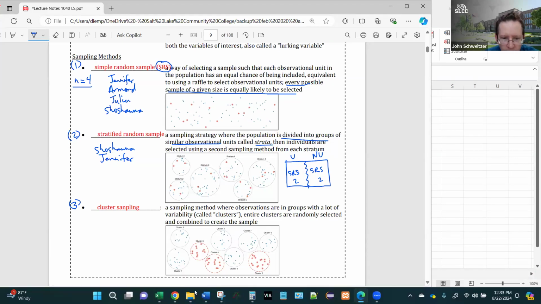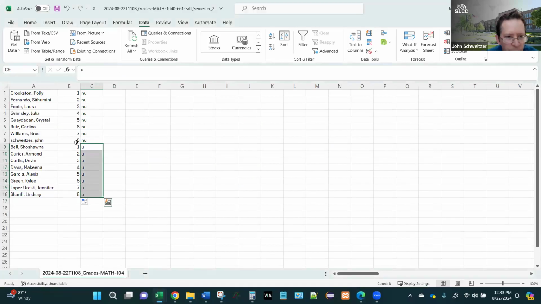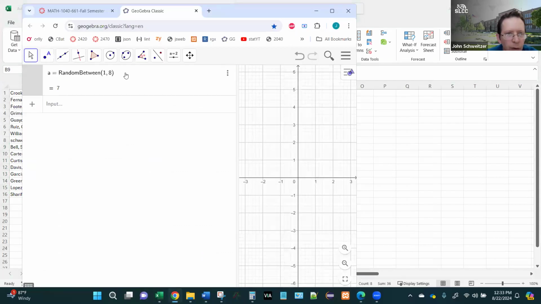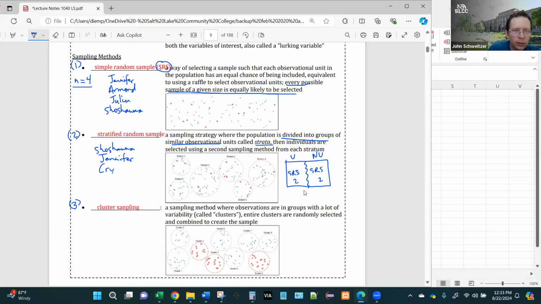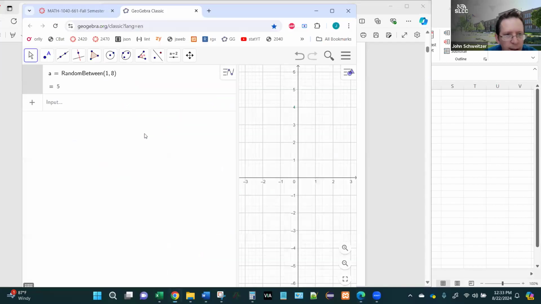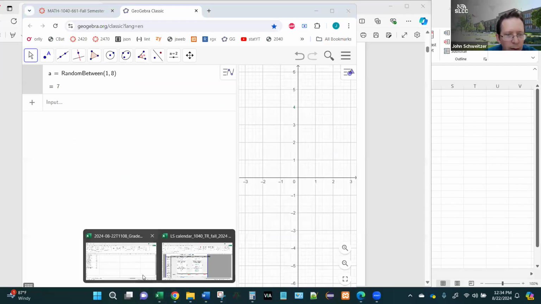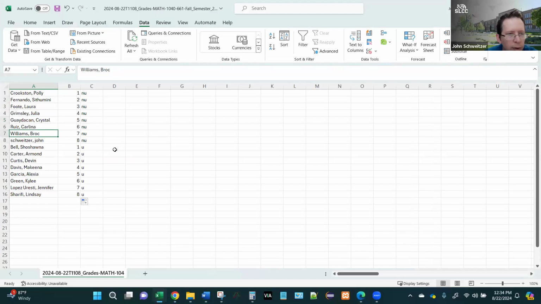What about the not Utah folks? We also have 8 of those, and we need to randomly select 2 people from there, right? So we're going to select, again, random numbers between 1 and 8. We hit enter, we get 5. So 5 from the not Utah group is Crystal. Any questions here about how this works? It's not terribly complicated. Then 7 from the not Utah group is Brock.